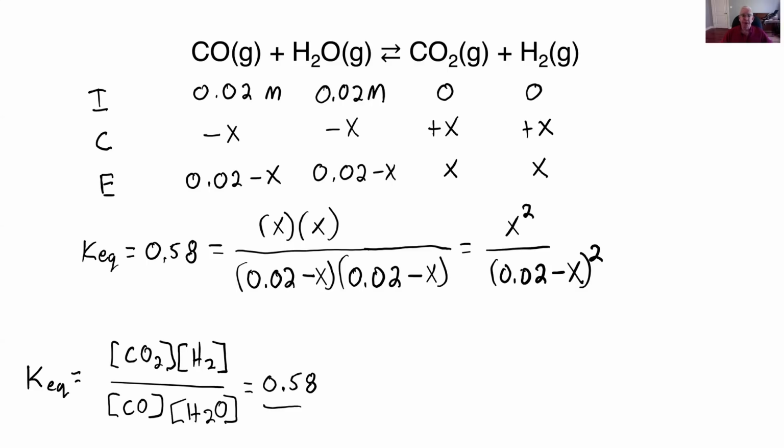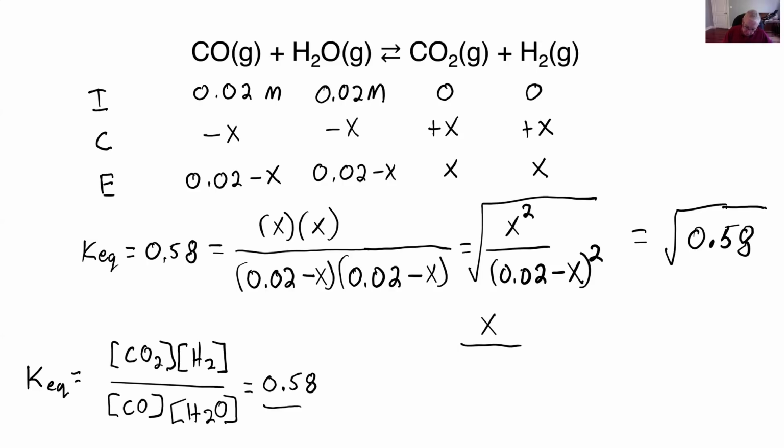Because that's a perfect square, the simplest route out of here is to take the square root of both sides, right? So if I take the square root of this, that'll be equal to the square root of 0.58. Okay, and when I do that, what do I get? I get X over 0.02 minus X is equal to the square root of 0.58, which is still just a number. And if I solve that according to my notes, what do I get for X? I get 0.0086.